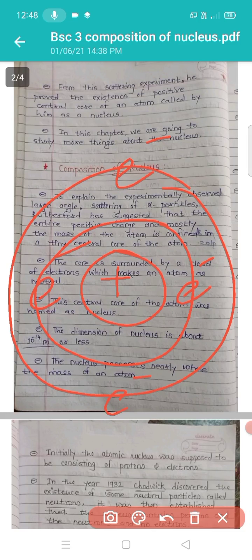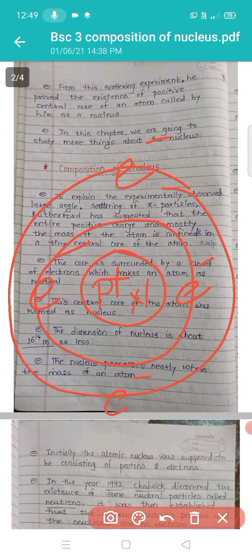In the nucleus there are protons and neutrons. A proton has positive charge and a neutron is neutral in charge. The mass of a proton is nearly 1836 times that of the electron. The neutron is a neutral particle, and its mass is nearly equal to the mass of the proton.